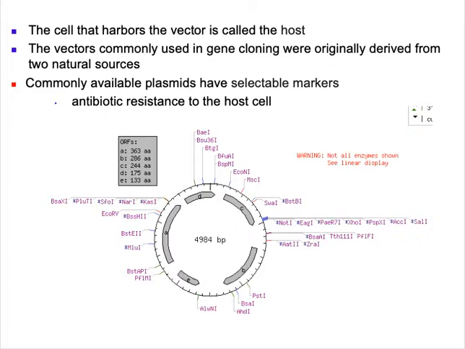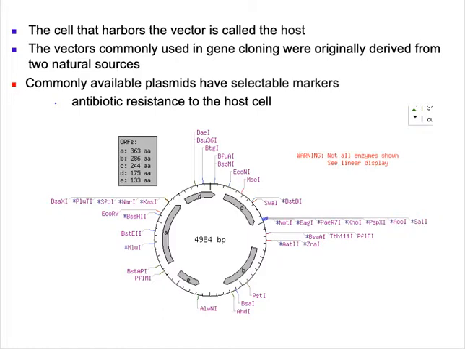Almost all the vectors used now in cloning were originally derived from natural sources. So bacteria carry plasmids, and they can exchange those plasmids. And on the plasmids, they typically carry genes of use to the bacteria. One of the biggest ones, of course, are antibiotic resistance genes or genes that express restriction enzymes.